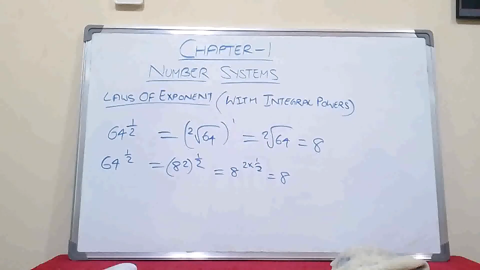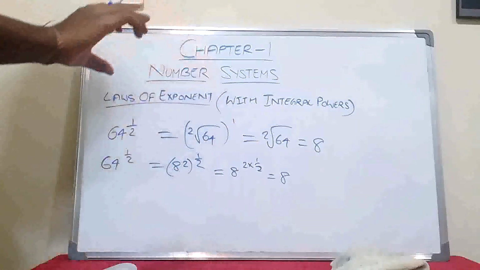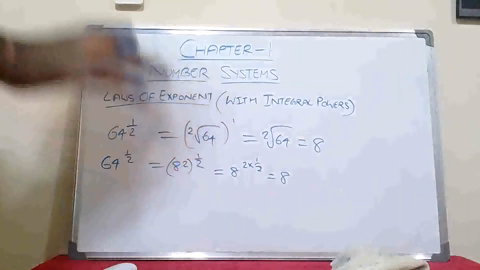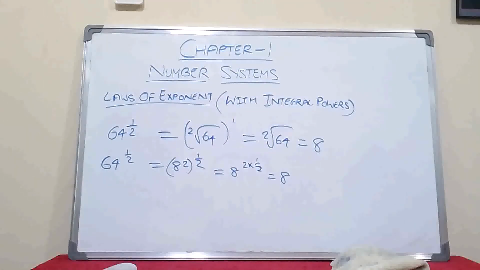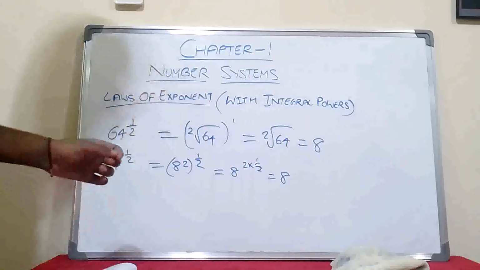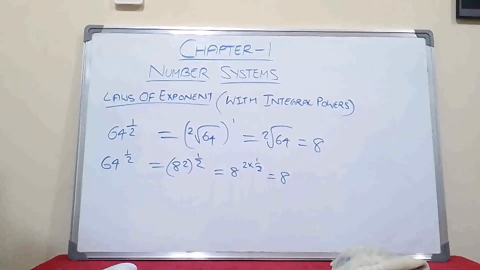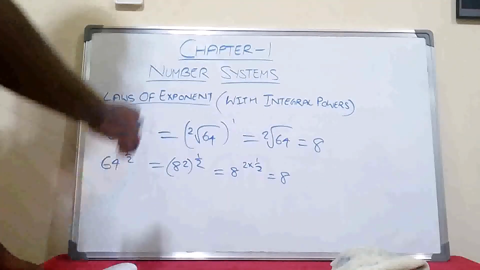These are two methods of how to find it out. The first one, we use the fractional power formula, according to which the numerator stays as a power, but the denominator goes as a root. So here it becomes the square root of 64, which is 8. The second one is using the factorized form. Here we factorize it. 64 can be factorized to 8 square, and then we multiply the two powers.